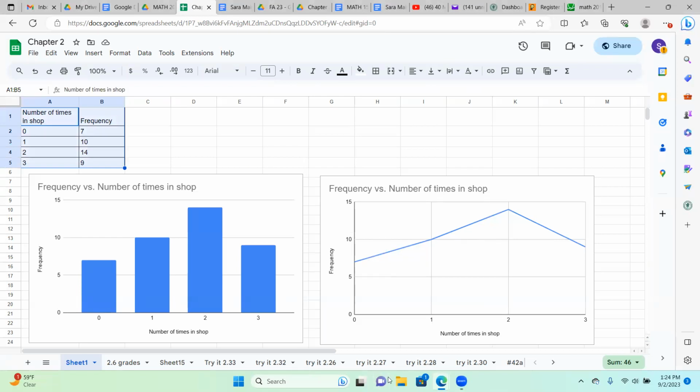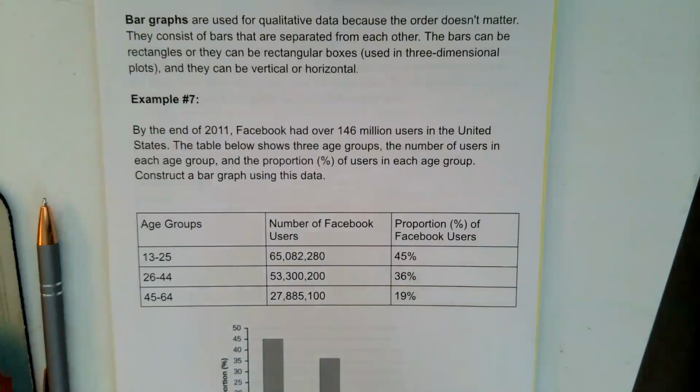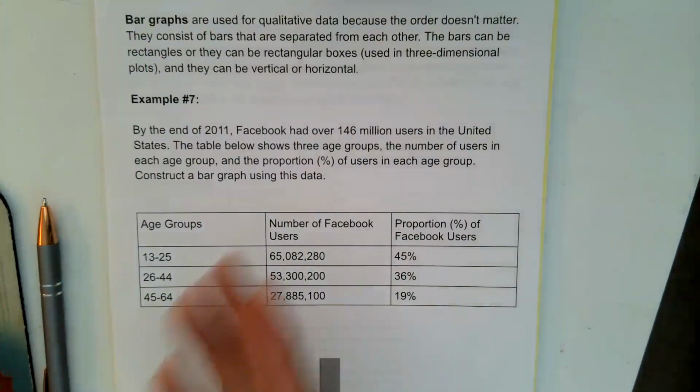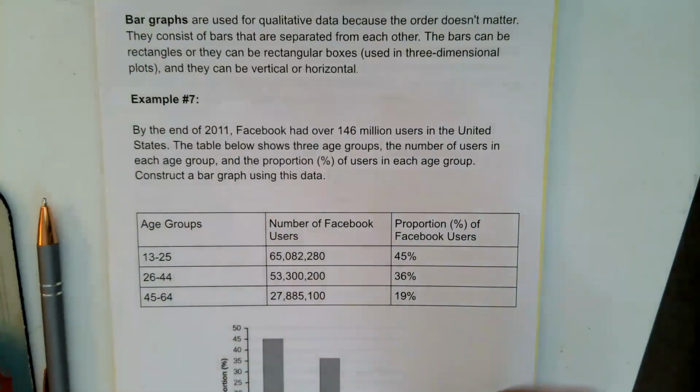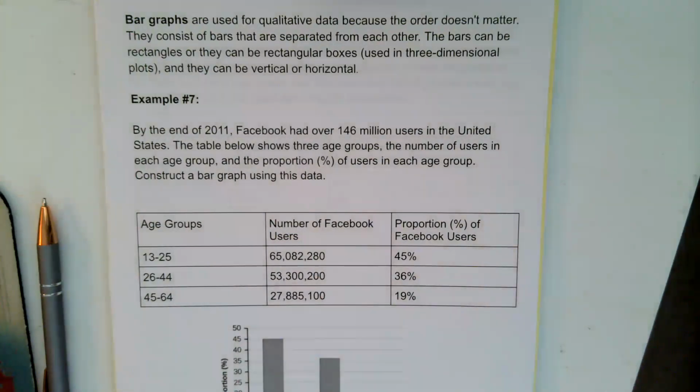So let's go to the next example in our notes. It's also with bar graphs. And this is by the end of 2011, so long ago, 13 years ago, Facebook had over 146 million users in the US. The table below shows 3 age groups, number of users in each age group, and the proportion or percentage of users in each age group.